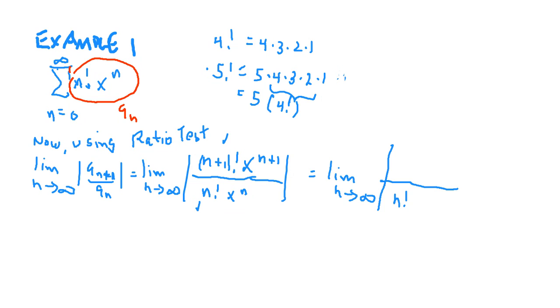I'll leave n factorial alone, but the n plus 1 factorial, I'll write that as n plus 1 times what? That's right. Good, Tosh. N plus 1 times n factorial. It's okay to do that, and it's nice to do that because look what happens to the factorials.